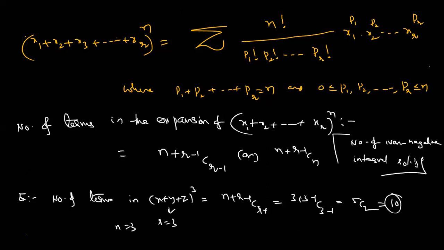4C2, 6. 7C3. So these values are required for me. 7C3 is how much? 35. 7C2. Anyone?